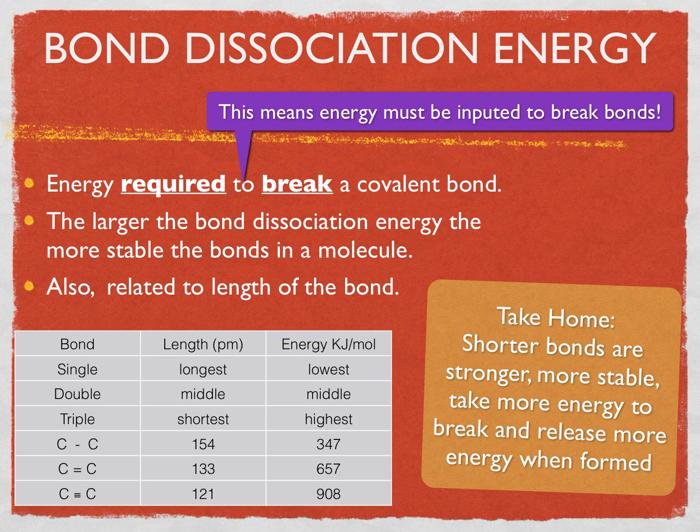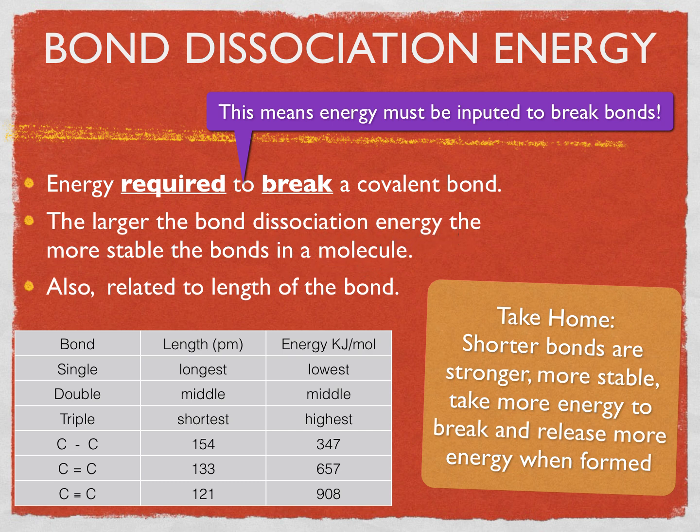So as we talked about on the last slide, energy is always released when bonds are formed. That means that energy always needs to go in order to break bonds. In this purple box, energy must be input for bonds to break. It's the energy required to break a covalent bond. This is what is known as bond dissociation energy, or just bond energy. And the larger the bond dissociation energy, the more stable the bond is in a molecule.